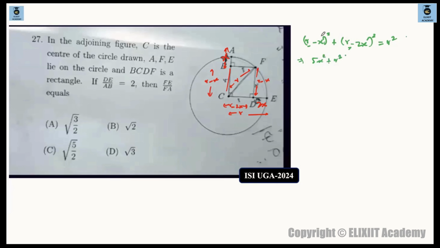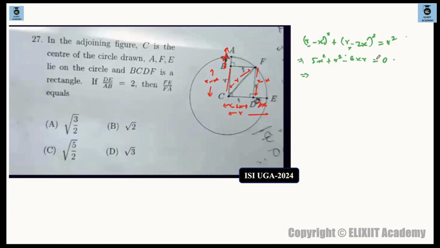5x square q. From here we will be getting r square. From here we will be getting 4r square. So 5x square plus r square, and minus of 2xr and minus of 4xr, माने minus of 6xr is equal to 0. So here we are getting a quadratic in terms of x square plus r square minus of 6xr.